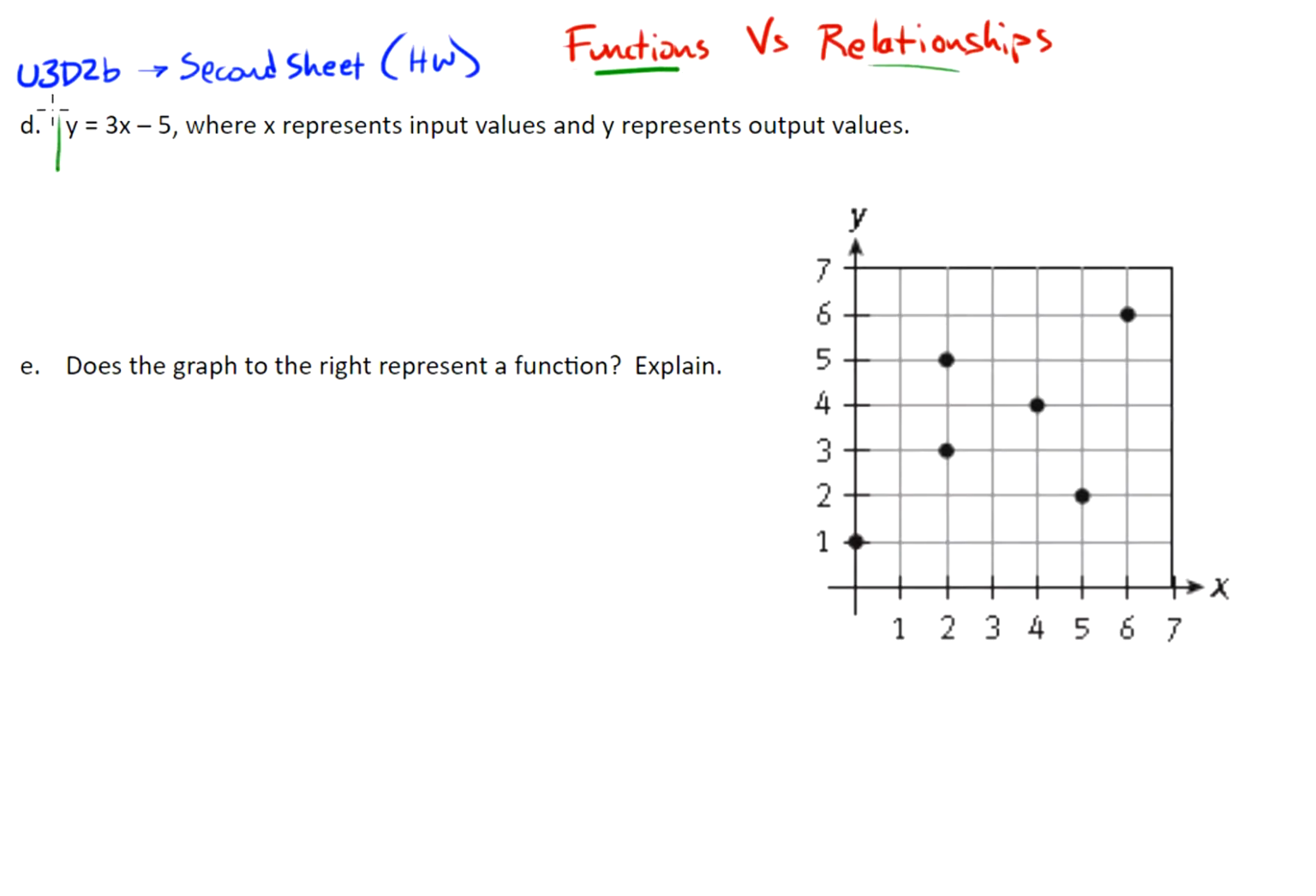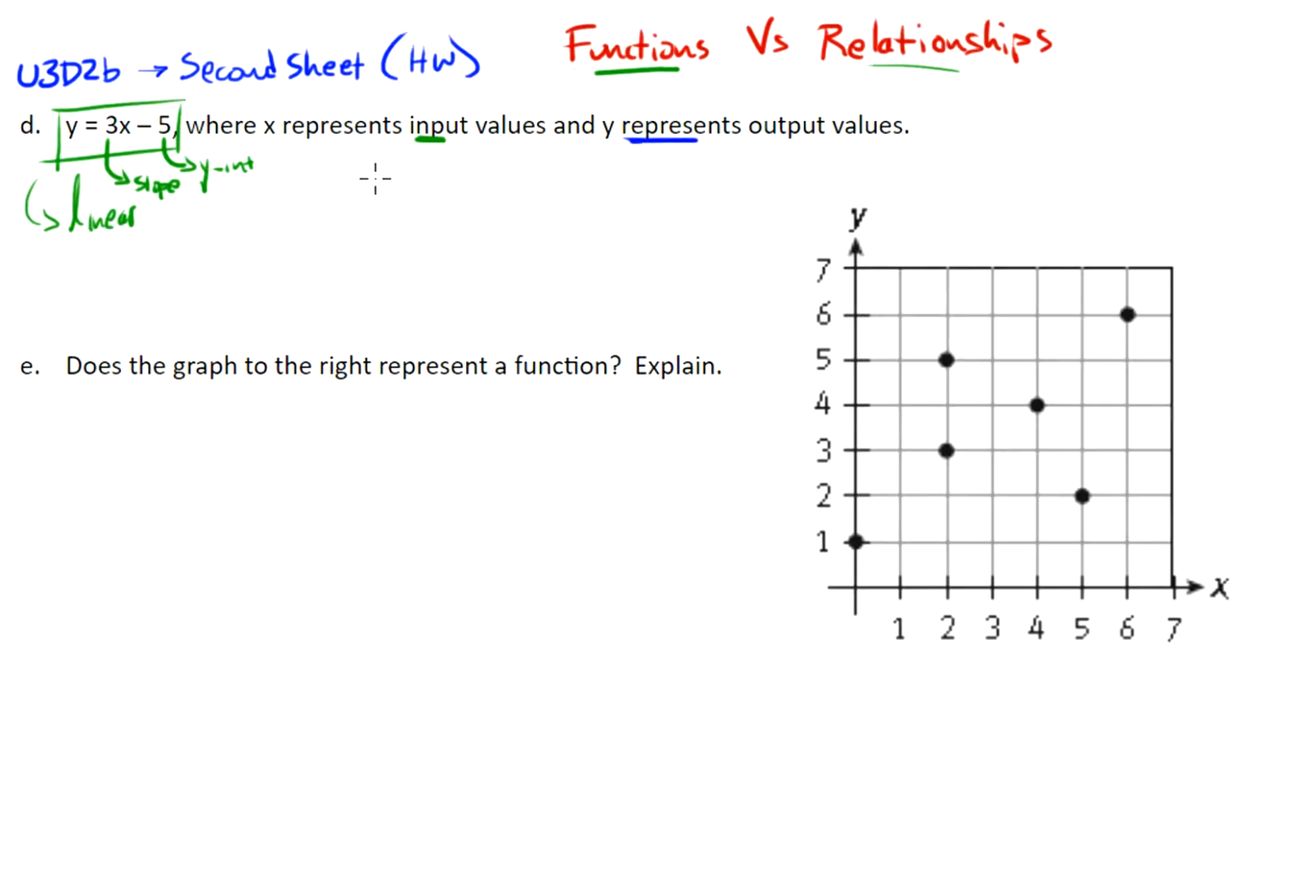Now you should notice this equation. Right off the bat, we should know that this is linear. In fact, I know that this is my slope and this is my y-intercept. Let's just label this stuff. This is my y-intercept, and this 3 right here is my slope. Now, the x and the y: x represents input values, and y represents output values.